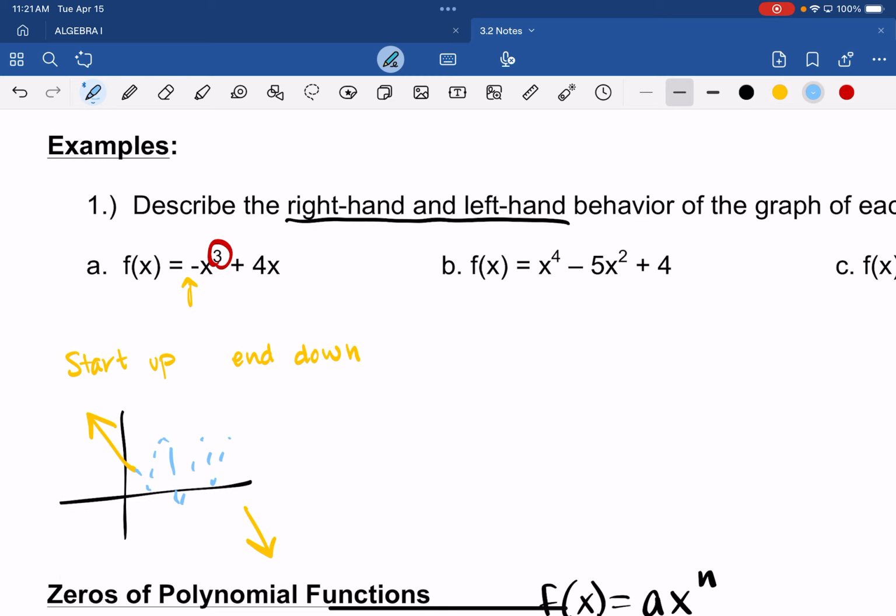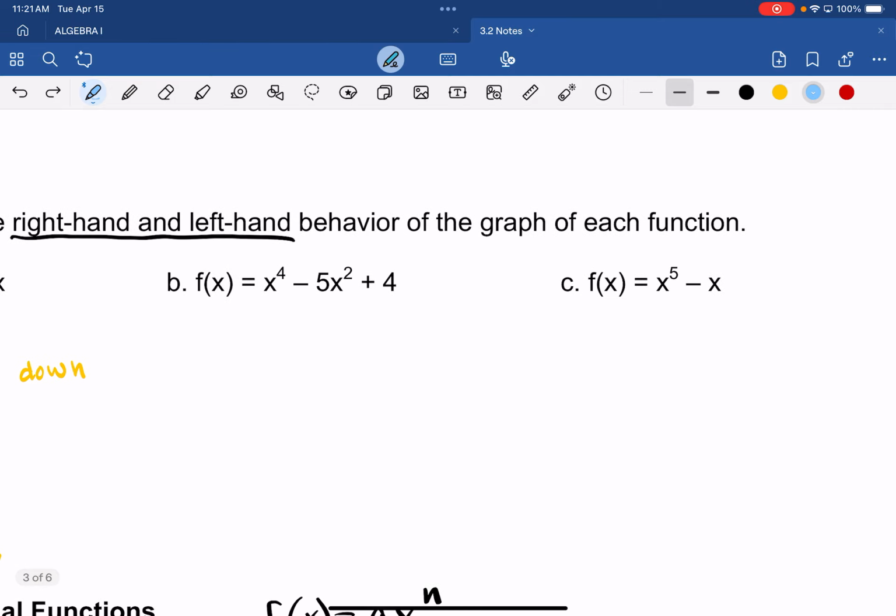I have no idea what happens. It could be like this for all I know. I don't know what happens in the middle. But I do know that I'm starting, the start of my graph is pointing up. The end of my graph is pointing down. Okay? Try B and C. Find my end behavior for those two.